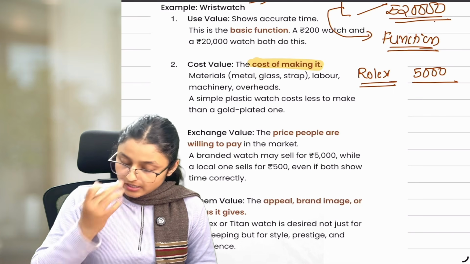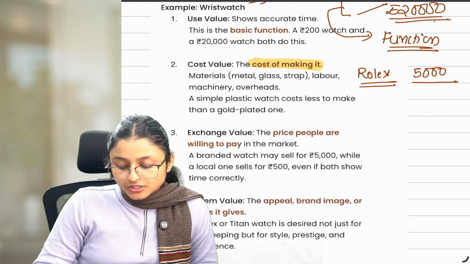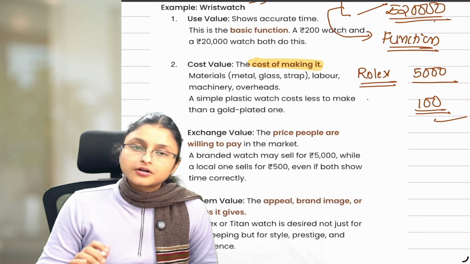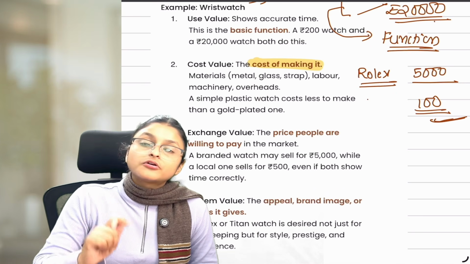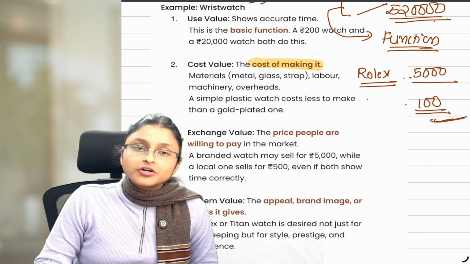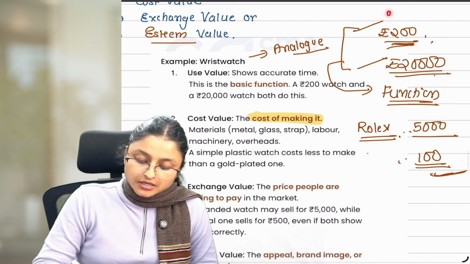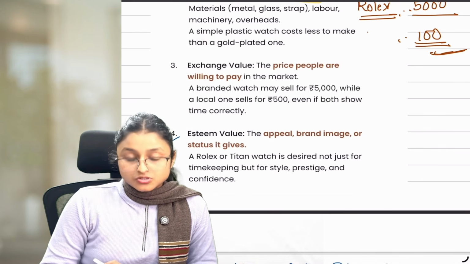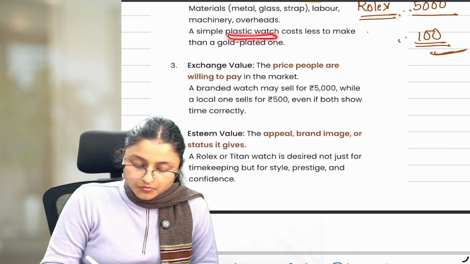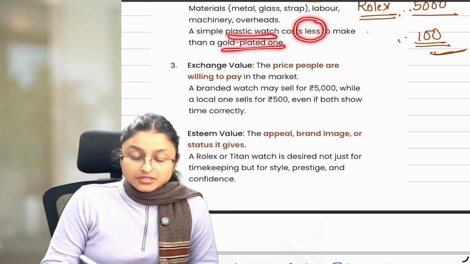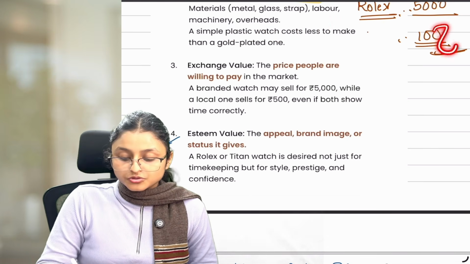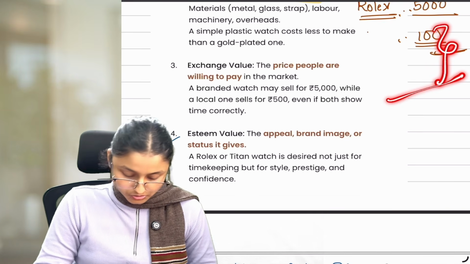That is the cost of it, and that is known as cost value. If I talk about a normal non-branded watch, its cost is 100 rupees. To make that product, only 100 rupees is incurred. So this is known as the cost of making that product, which can be different for different products, even if they are performing the same function. See, an example is also given: if a plastic watch is there, it will cost less, but a gold-plated watch, of course, is going to incur a huge amount to make that particular product.